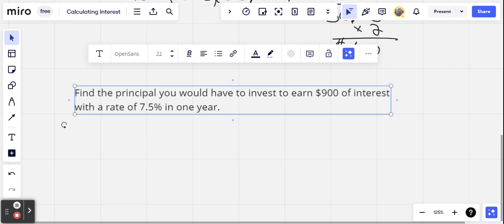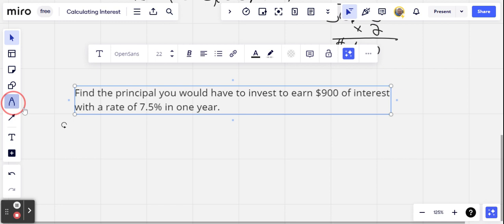Find the principal you would have to invest to earn $900 of interest with a rate of 7.5% in 1 year. So if you made $900 of interest at a rate of 7.5% in 1 year, what would your principal be, how much would you have to start with or invest to earn this?